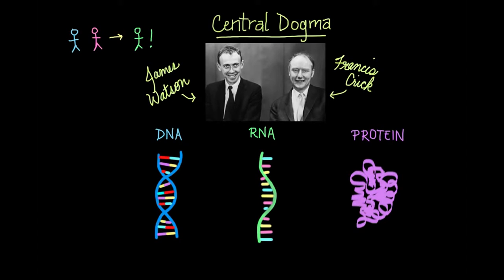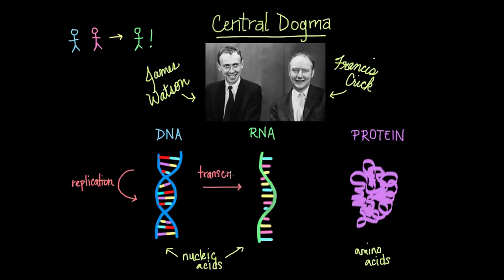So we have three major players here. DNA and RNA are nucleic acids, which are made up of nucleotides, and proteins are made up of amino acids. And the information starts at the most basic level stored as DNA, which can then be restored as DNA when DNA copies itself in a process called replication. Then DNA can be copied into RNA in a process called transcription. And then finally, you can use the information in RNA to synthesize a protein in a process called translation.